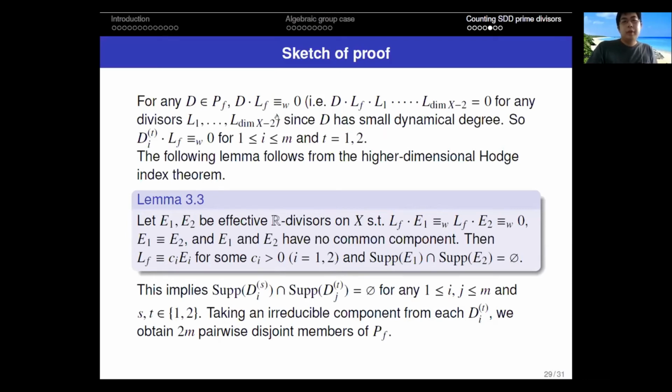So if the restriction of LF to D is not numerically trivial, then D should have maximal dynamical degree. So this weak numerically 0 holds, and this holds for any elements of PF. So in particular, the constructed DIT is also numerically trivial to LF.